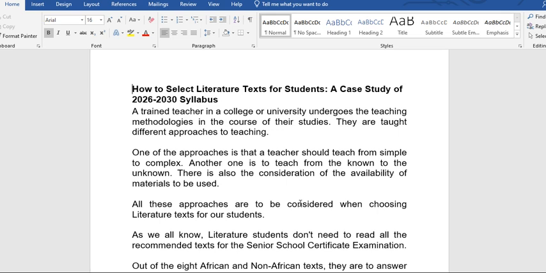Another one is to teach from the known to the unknown. That is, some things they know already, we now teach to the unknown. There's also the consideration of the availability of materials to be used. That is, we consider the materials we are going to select for them to use. Are they available? All these approaches are to be considered when choosing literature text for our students.